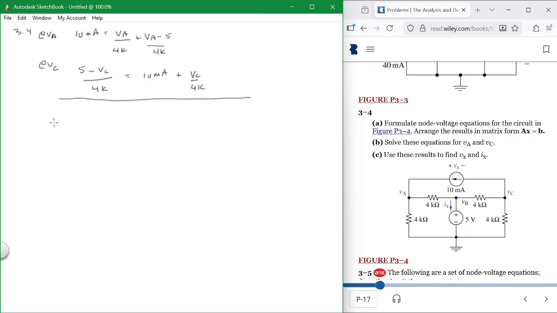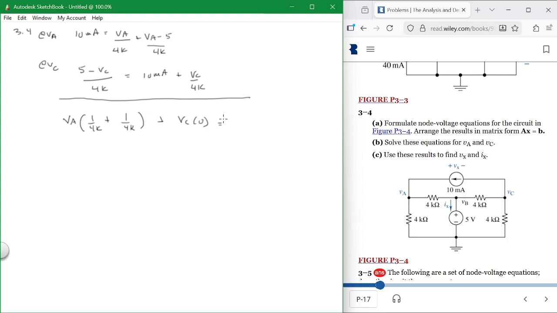So on the left is VA times 1 over 4K plus 1 over 4K. Okay, period. Plus VC times what? 0.